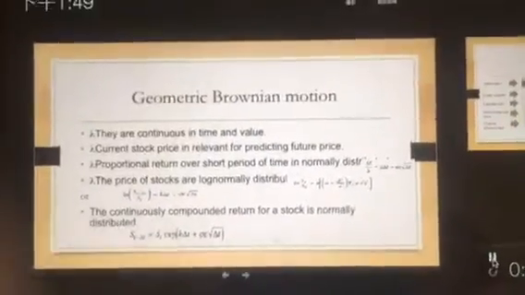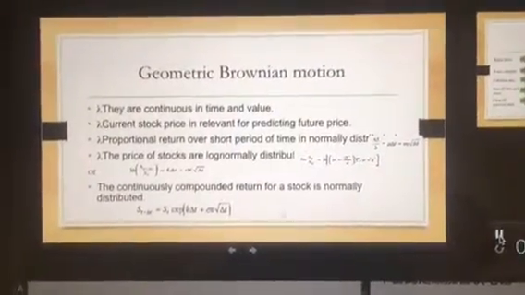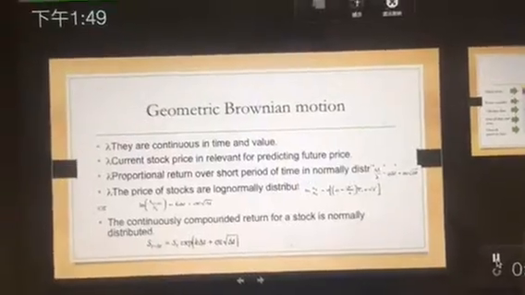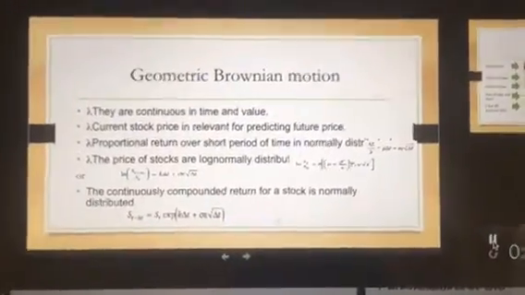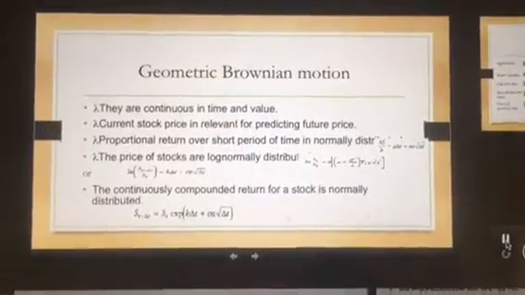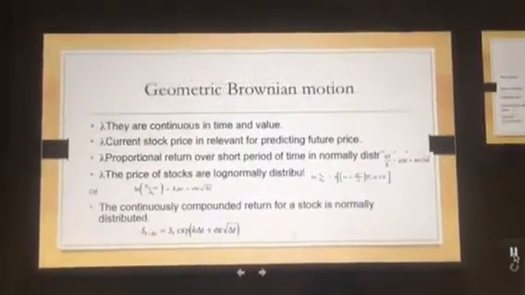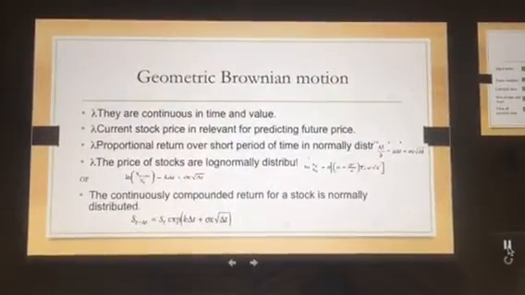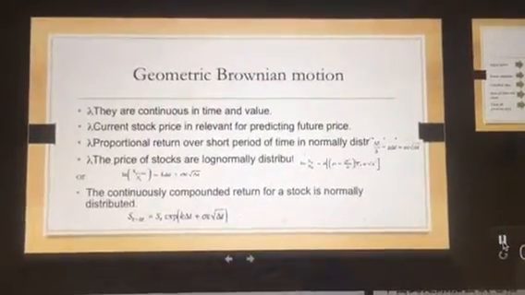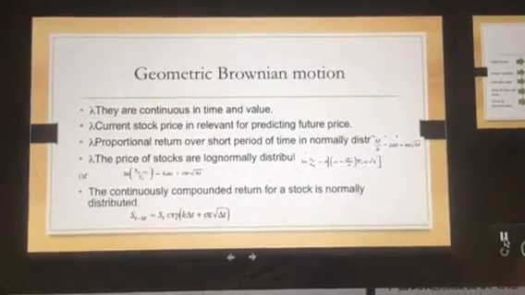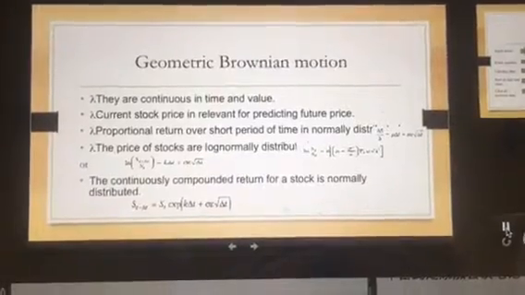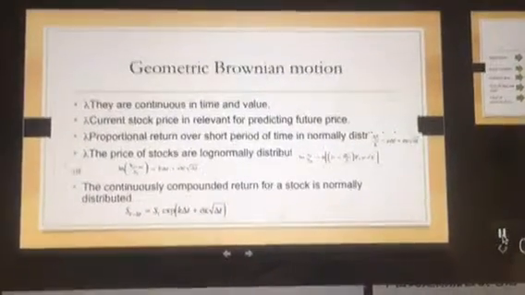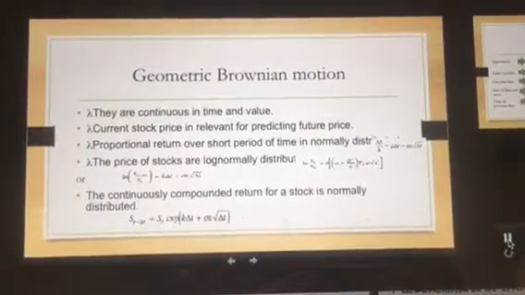There are 5 assumptions about the stock price of the GBM. The first is that they are continuous in time and view. This means the first assumption makes modeling stock prices easier, because stock prices can be observed at all times and they change continuously. The second is that the past stock price is irrelevant for predicting future price. Stock price follows a Markov process, which means that only the current price is relevant for predicting future prices, and the price of the stock cannot be predicted based on its price history.